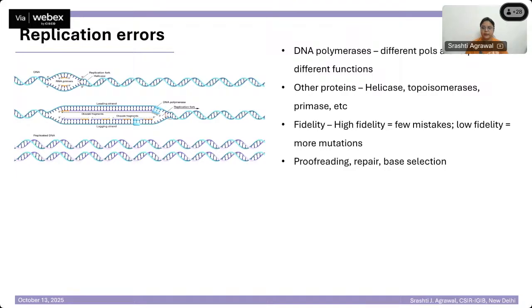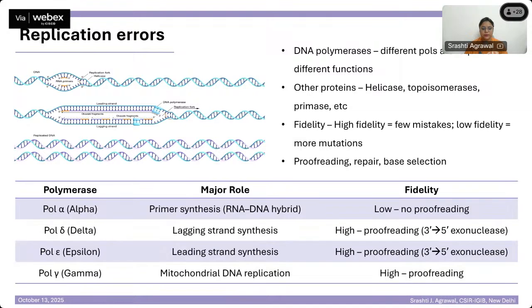You check once whether you have made any mistakes, just to make sure that you have not incorporated any errors. This is called proofreading, and this is what the polymerases also do. So the basic major polymerases that are involved in eukaryotic DNA replication are Pol alpha, Pol delta, Pol epsilon, and Pol gamma. And as you can see, each of these has a specific role, and each of these has different fidelity. For example, Pol alpha is involved in primer synthesis. It synthesizes the primer so that the replication can start.